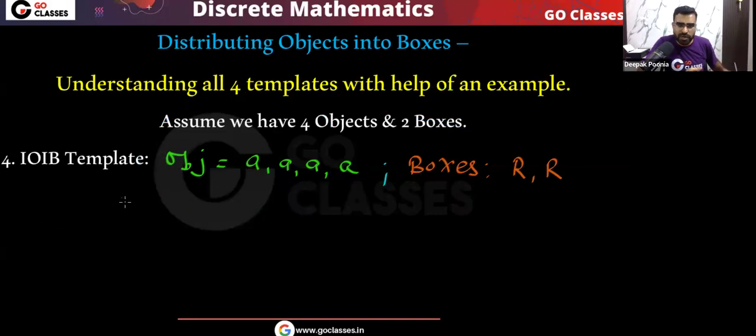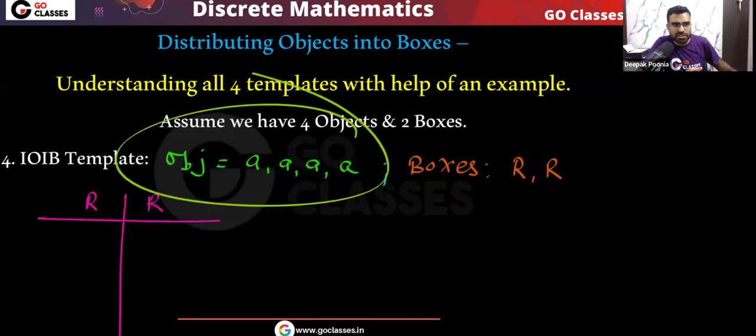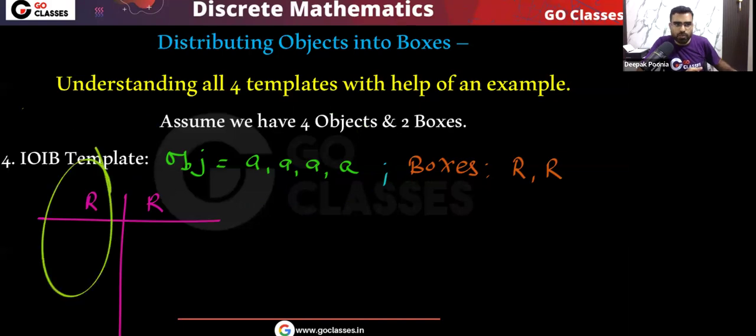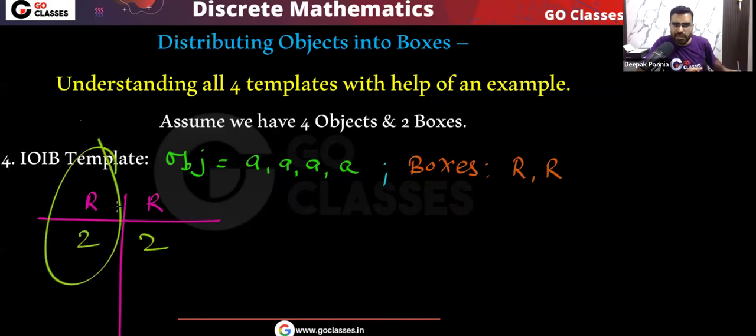So in this template, what matters and what does not matter? Remember, both the boxes are same. Now you let me know, because all the objects are same, which elements you put in this box, does it matter? For example, I want to put two elements in this box, two elements in this box. Tell me which two elements I put in this box.